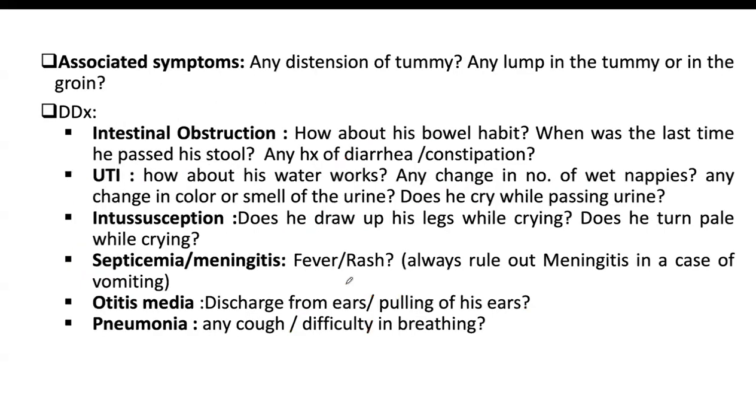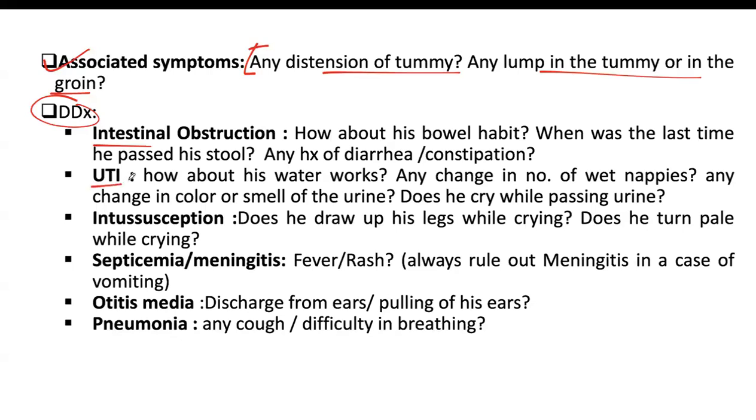Okay. Now, after the vomiting question, we want to ask the associated symptoms. So along with the vomiting, have you noticed any distension of his tummy? Have you noticed any lump in the tummy or in the groin? Now, if you forget about associated symptoms, you can directly go to differential diagnosis, and these questions will be asked there anyway. So let's say you have asked the vomiting question and you forgot associated symptoms, that's completely fine. You go to the differential diagnosis.